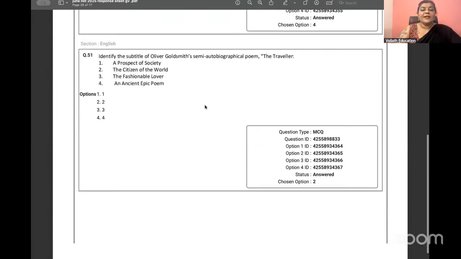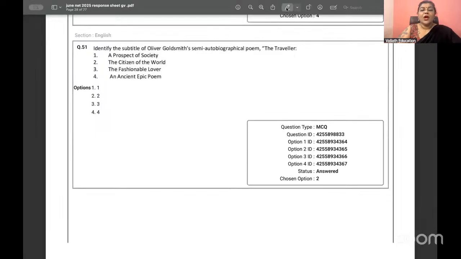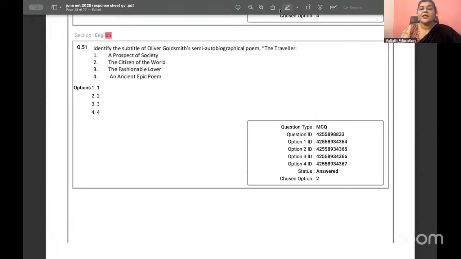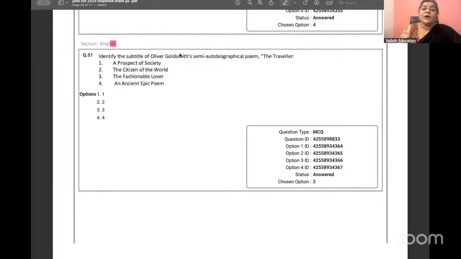Okay. Identify the subtitle of Oliver Goldsmith's semi-autobiographical poem, The Traveler. That is an answer that I suppose everybody who has studied with us knows. It is there in our encyclopedia also. At least now you should know. It is A Prospect of Society. I don't know how to mark it here. It's not coming out right, but that doesn't matter. Oliver Goldsmith's The Traveler is subtitled A Prospect of Society.